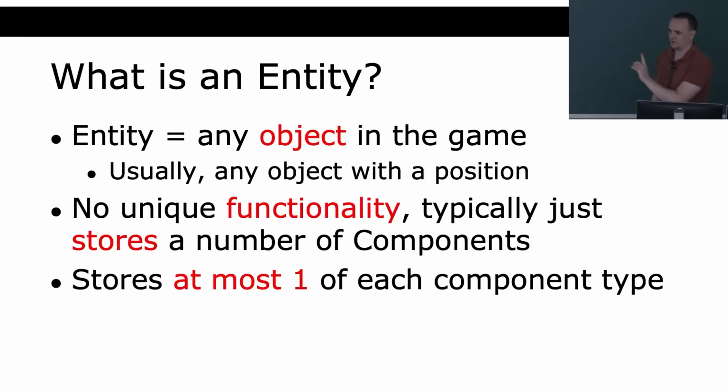Something that's very important is that an entity stores at most one of each component type. So it will never have two health components. It will never have two position components. But you might say, well, maybe I do want my boss to have two health bars, like some Dark Souls games, where the boss has a second health bar.